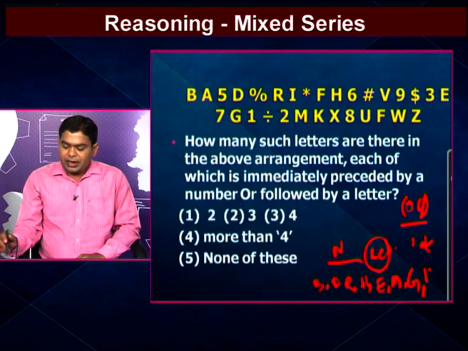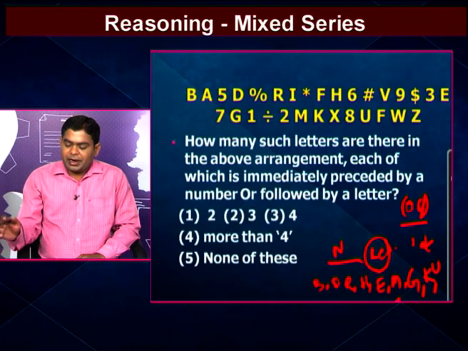After that we go to the next one, the next letter is U. It is preceded by a number, that's why we count that element, that one is U. Next we go to the next letter, that one is F. It is not preceded by a number but it is followed by a letter, that means F is also counted. Next we go to the next letter W. It is not preceded by a number but it is followed by a letter, that means F is also counted as well as W is also counted.